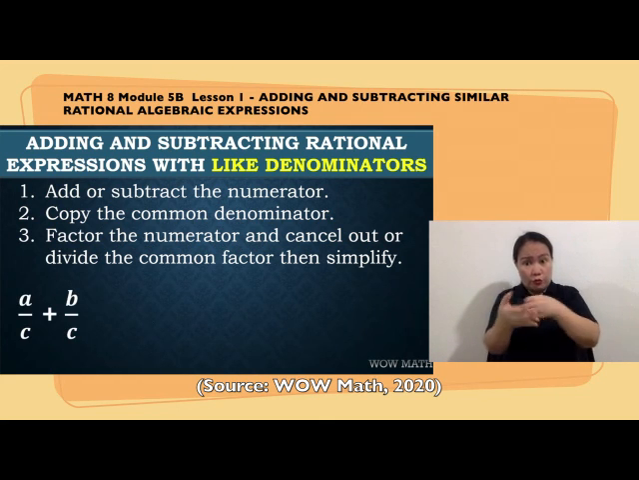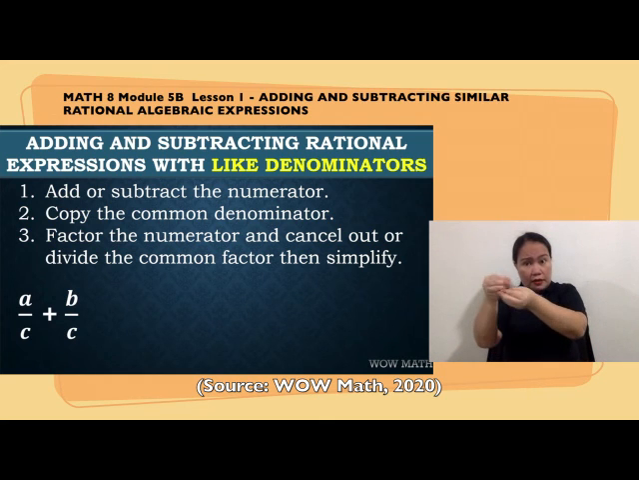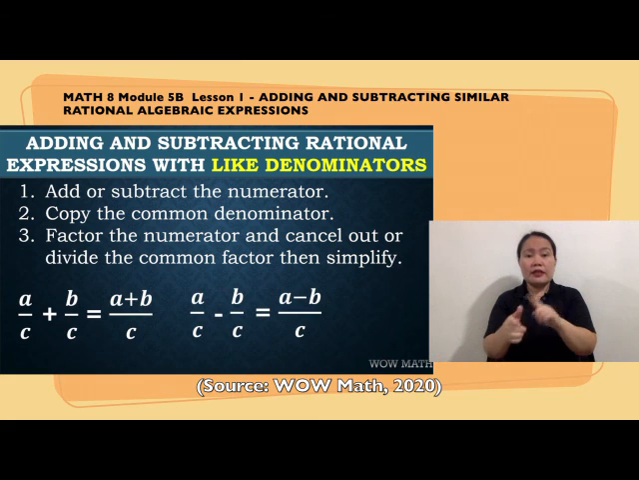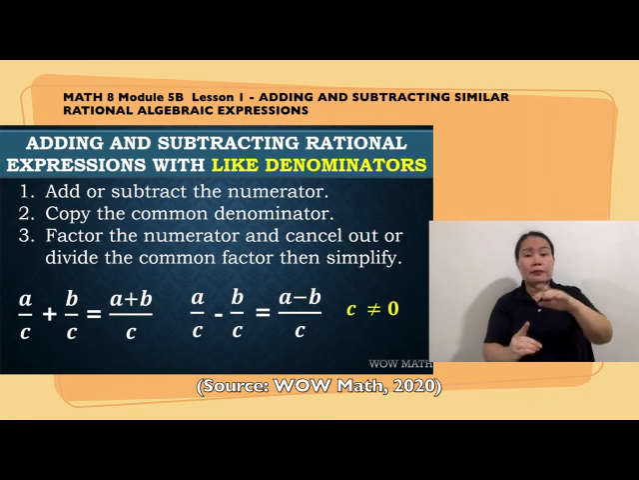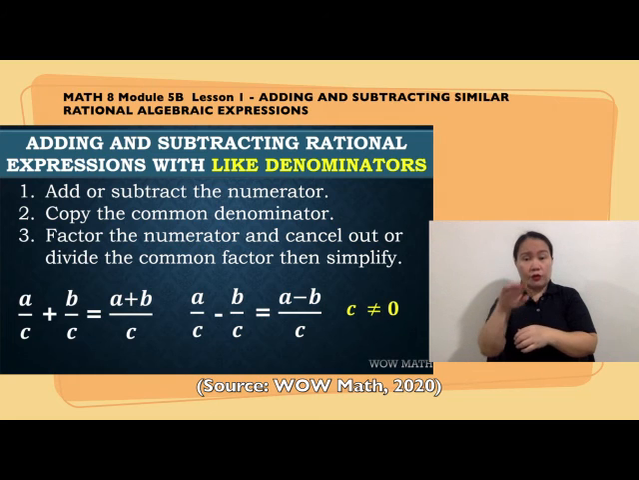Let's have an example or representation. If I have here A over C plus B over C, we will add the numerator, kagaya ng sinabi sa steps. So, we will have A plus B over C. Now, if you have subtraction naman, you just have to subtract A minus B over C. Remember that your C should not be equal to 0 kasi magiging undefined siya. And then, remember also that your A over C and B over C should be rational expressions.